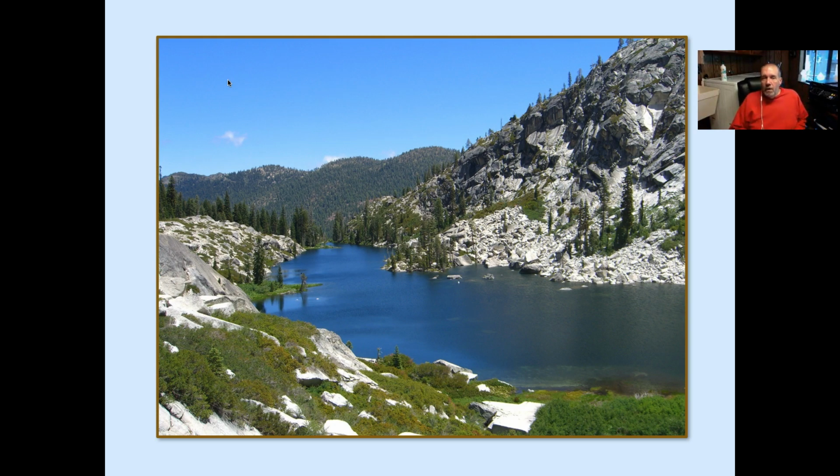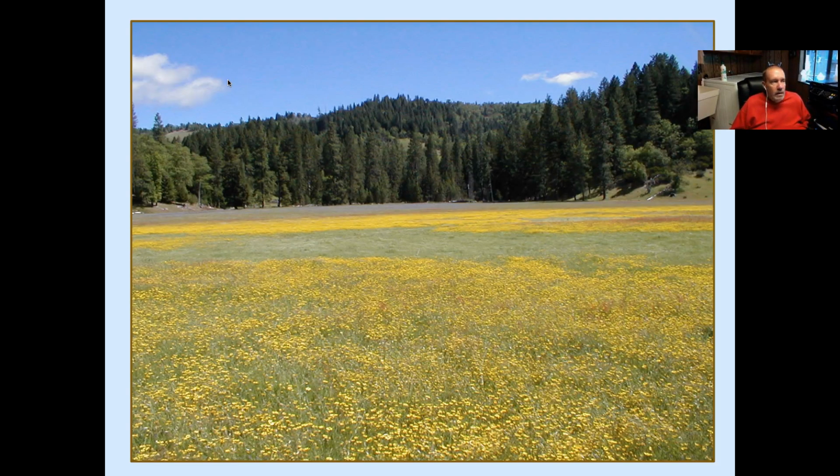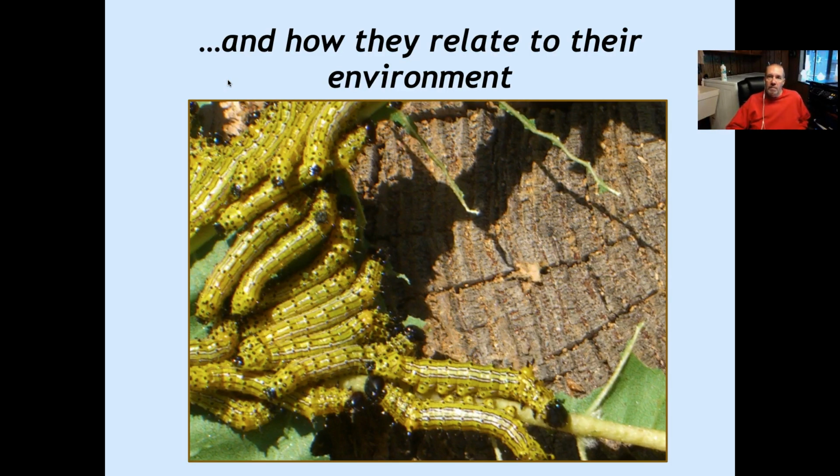Water is a big part of our world. Obviously, all living things need water to some degree. So understanding the role that water plays, we'll be talking about that. We'll be looking at the different habitats of California, the different types of habitats that exist in the state, and certain characteristics about each of them.